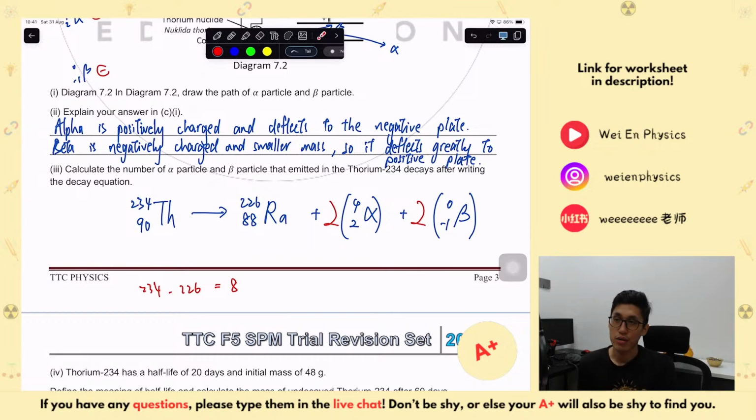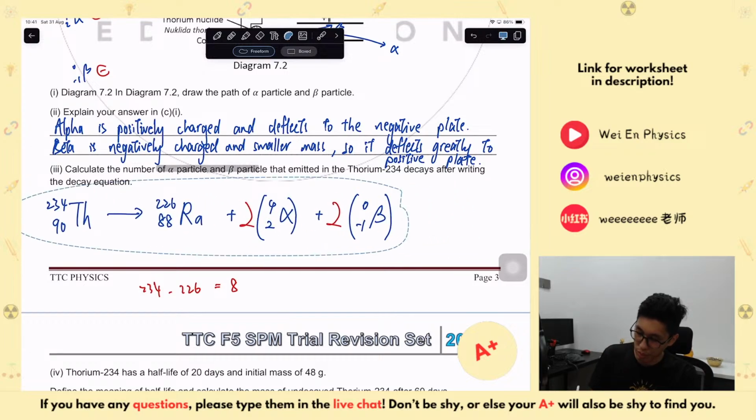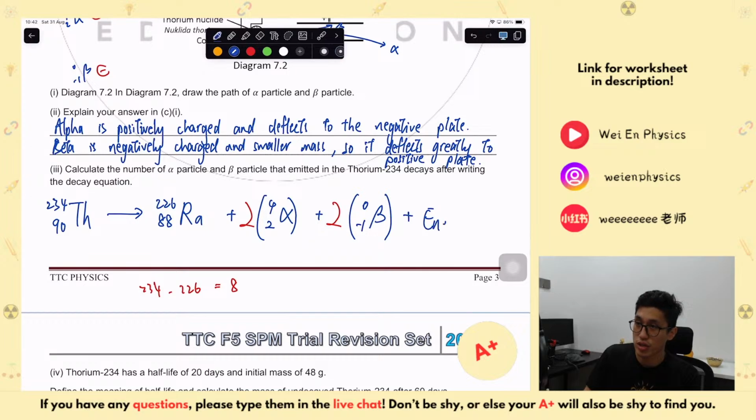Okay, so that's how you write this formula. So it releases 2 alpha and 2 betas. Now, sometimes when you look at other books, you might see them add another thing behind, called energy. This one, if you forget to add, also never mind. It's not important. It doesn't affect the equation. So even if you write or you don't write, it doesn't matter.